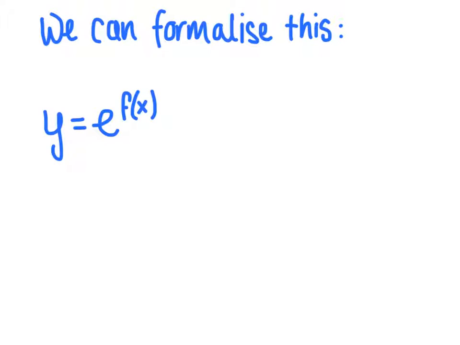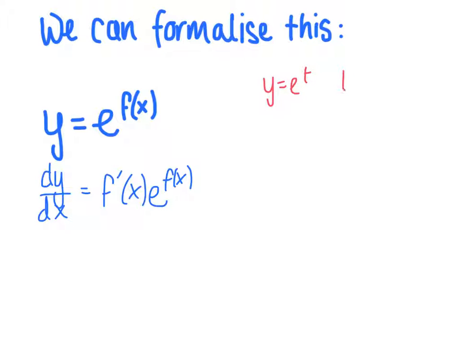So we can generalise what we've just been talking about here. If we have a function e to the power of something, and we'll call that something f of x, then dy by dx is the derivative multiplied by the original thing. And we can prove that using f of x. So we'll say, well, y is e to the t, where t is f of x. I don't know anything about f of x, I just know that it's some function.